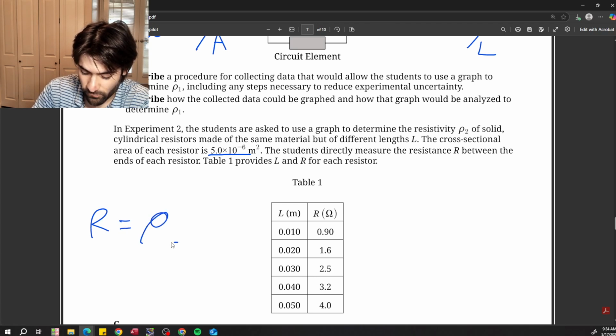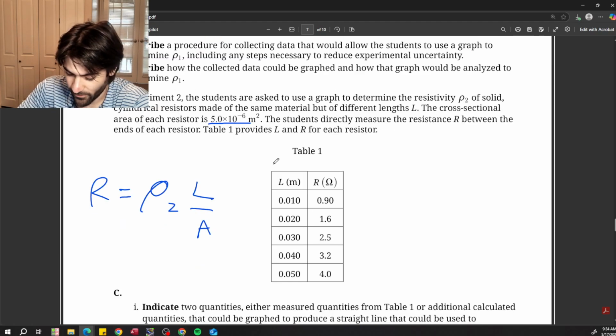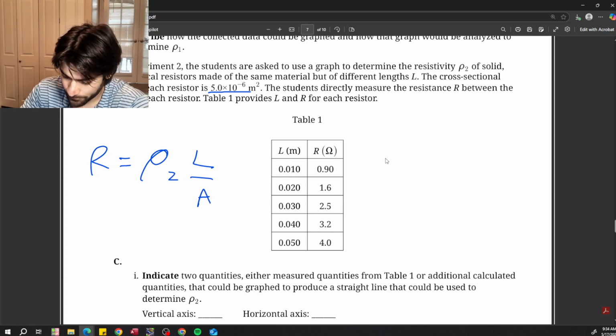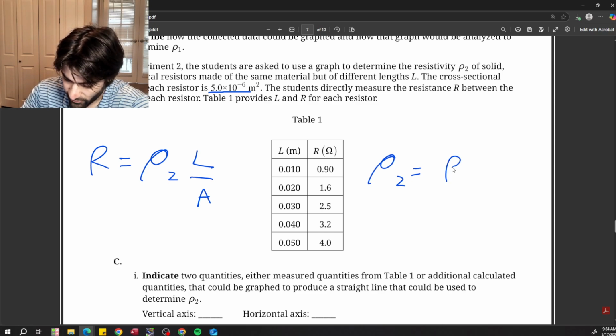Resistance is equal to ρ2 times L over A, over cross-sectional area. We have cross-sectional area, we have the length, we have R, we have everything we need to solve for ρ2. ρ2 is equal to, again, resistance times A over L. So what can we plot?